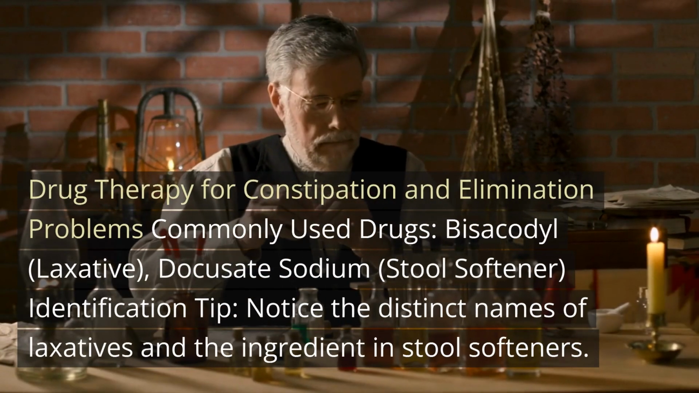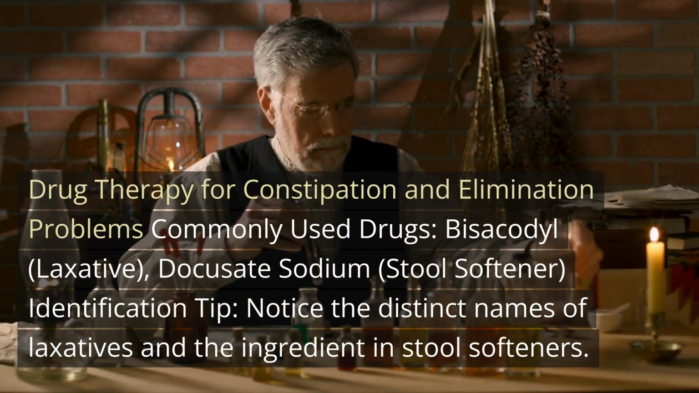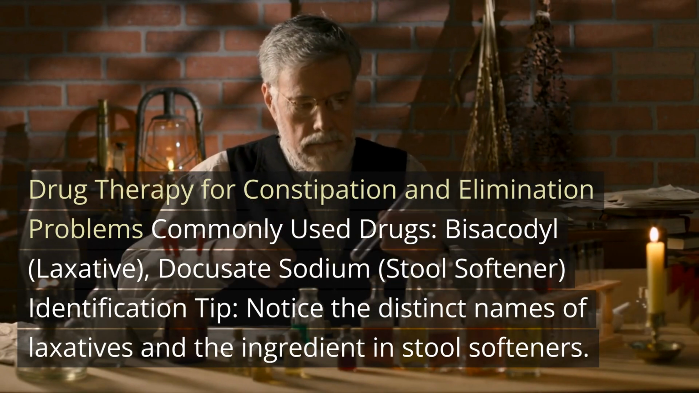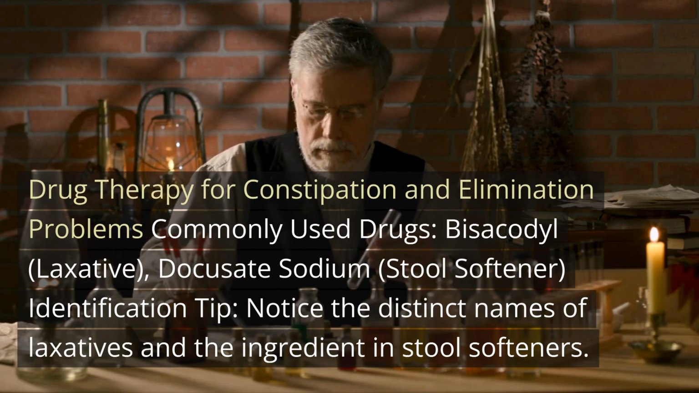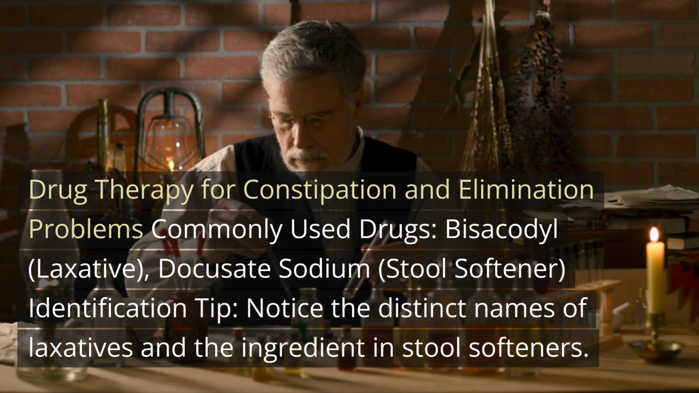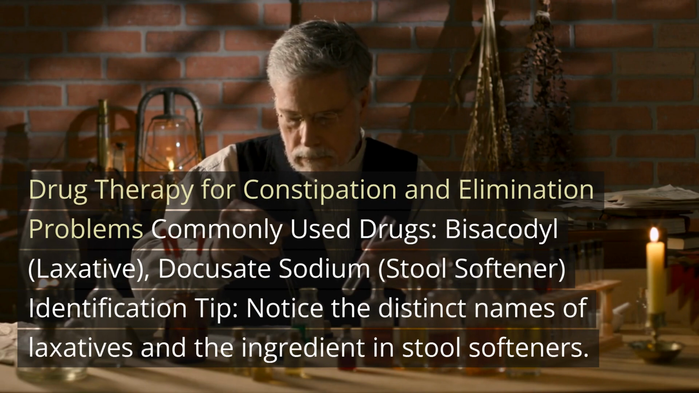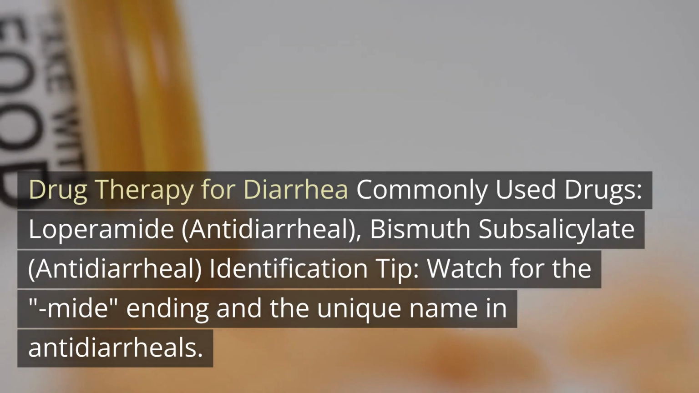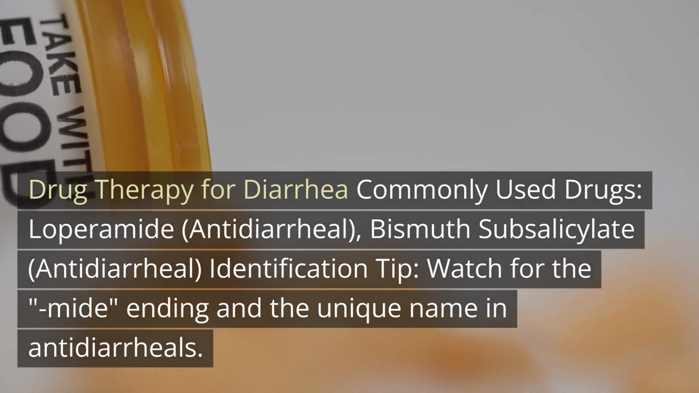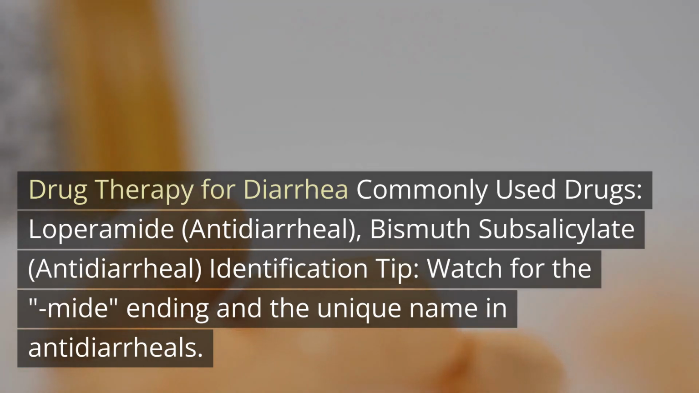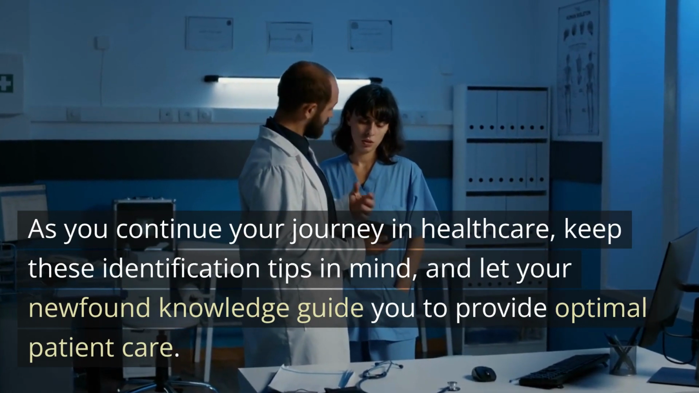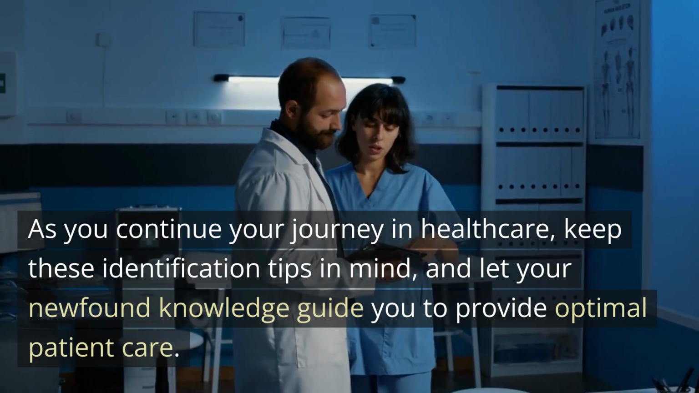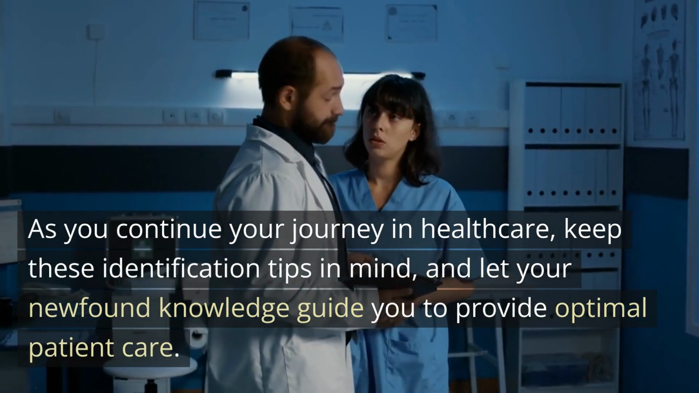Drug therapy for constipation and elimination problems. Commonly used drugs: bisacodyl, laxative; docusate sodium, stool softener. Identification tip: notice the distinct names of laxatives and the ingredient in stool softeners. Drug therapy for diarrhea. Commonly used drugs: loperamide, antidiarrheal; bismuth subsalicylate, antidiarrheal. Identification tip: watch for the -ide ending and the unique name in antidiarrheals. As you continue your journey in healthcare, keep these identification tips in mind, and let your newfound knowledge guide you to provide optimal patient care.